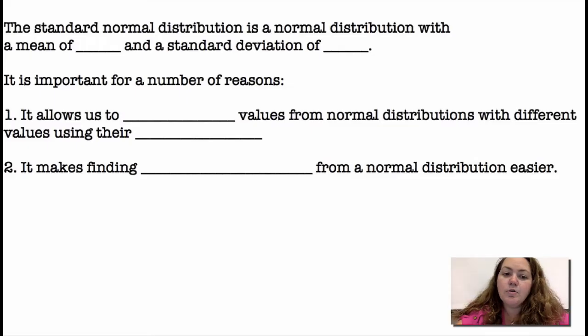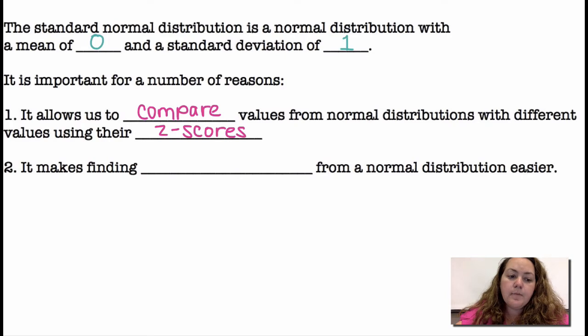All right, so the standard normal distribution is a normal distribution with a mean of 0 and a standard deviation of 1. It's important to use this standard normal distribution so that you can compare things that don't have the same means or the same standard deviations. So it allows us to compare values from normal distributions with different values using their z-scores. It also makes finding probabilities for normal distributions easier.